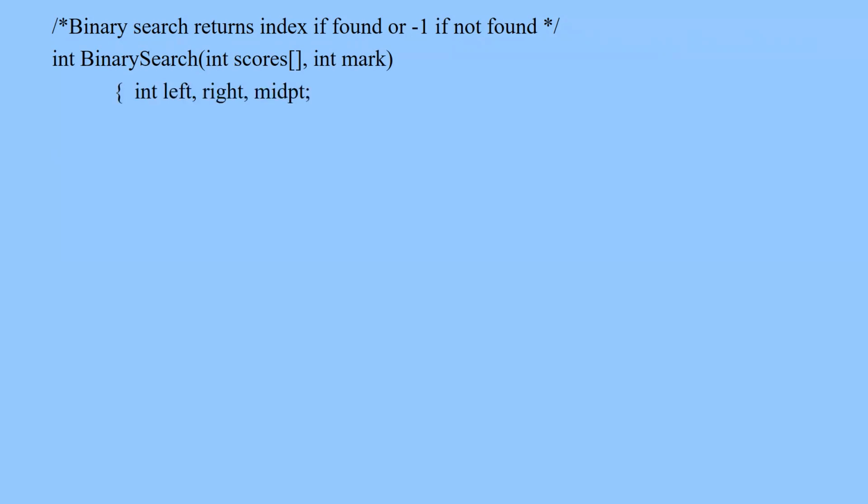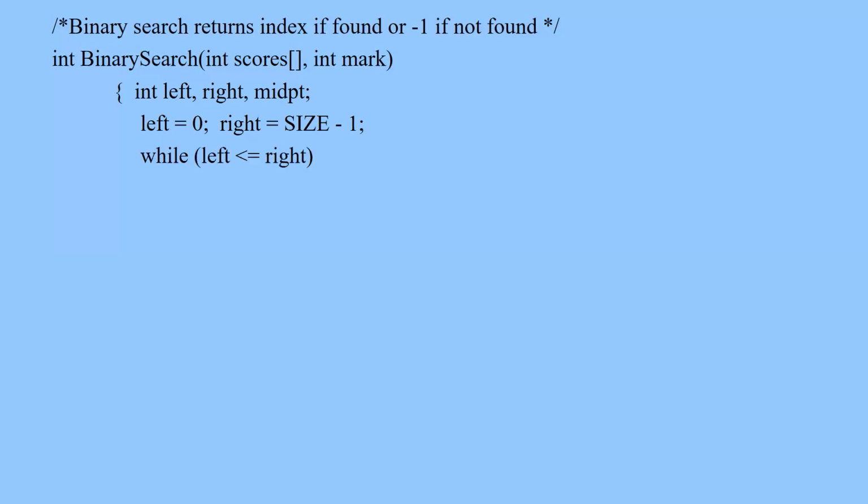So that's our comment. Binary search returns index if found or -1 if not found. This function is called binary search, and it is supposed to return a value of type integer. It has two parameters. One is an array parameter, scores, of type integer, and the other one is called mark, of type integer. It has three local variables of type integer, which are left, right, and midpoint. From there, we initialize left with 0. We initialize right with size - 1.